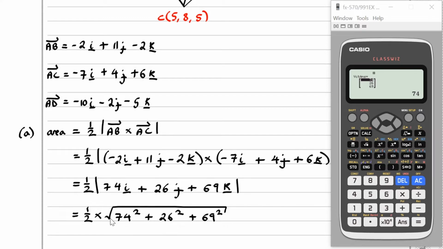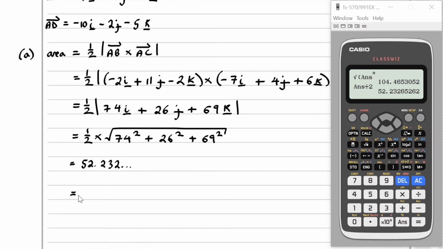Okay, so we have 74 squared plus 26 squared plus 69 squared, then square root this, and then divide this by 2. It turns out we get 52.232, etc. to one decimal place indeed. We have 52.2 millimeters squared.